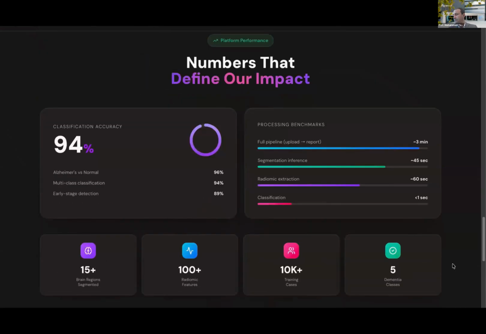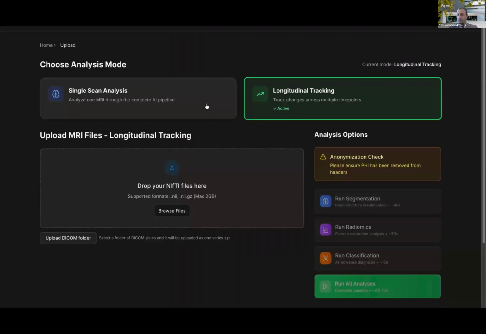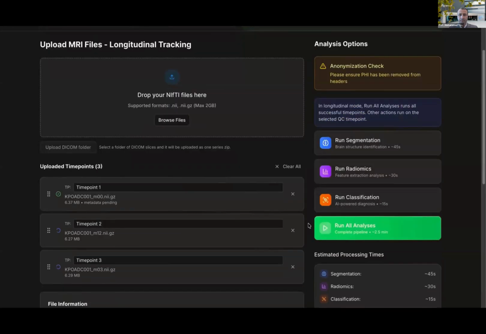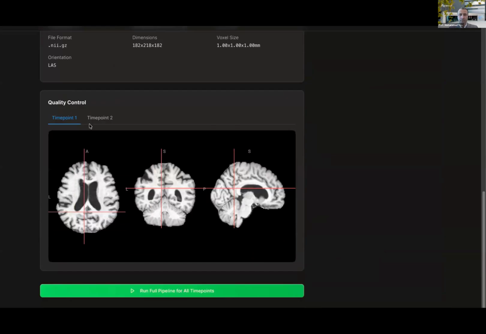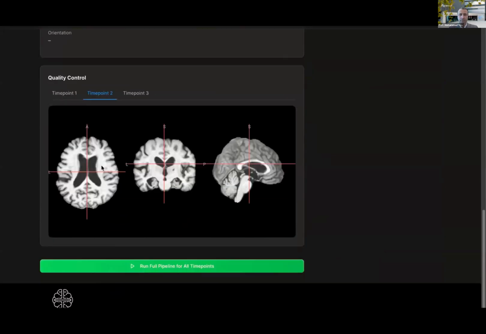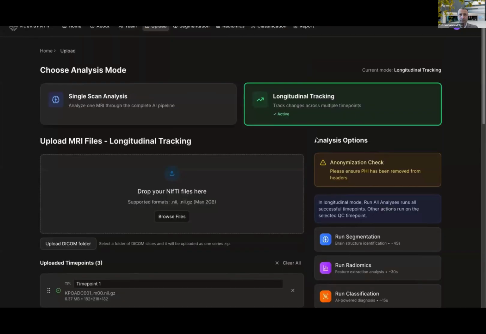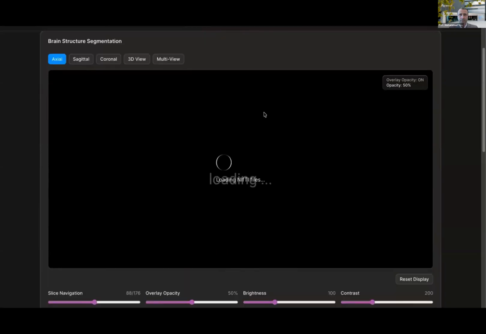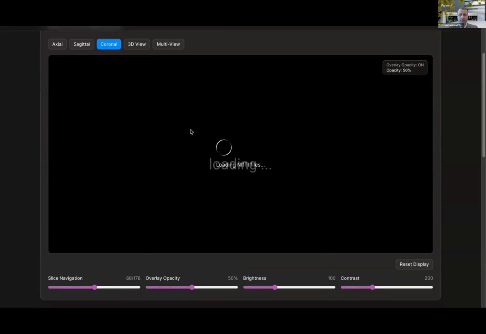Powered by a spatiotemporal graph neural network trained on 10,000 annotated cases. The upload interface supports both single scan and longitudinal tracking modes, with NIfTI and DICOM support. File metadata is automatically verified. The quality control panel previews each scan in all 3 anatomical planes before the pipeline runs. Every brain structure is color-coded and overlaid on the MRI at adjustable opacity, fully navigable across all slices, sagittal, coronal, multi-view, every anatomical plane available.